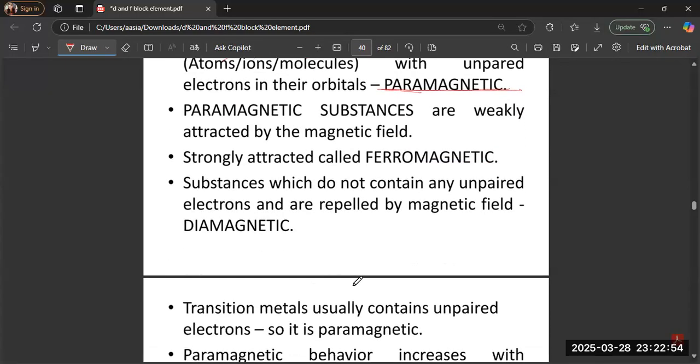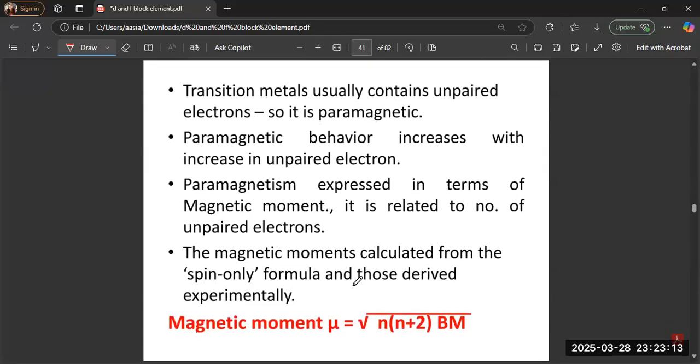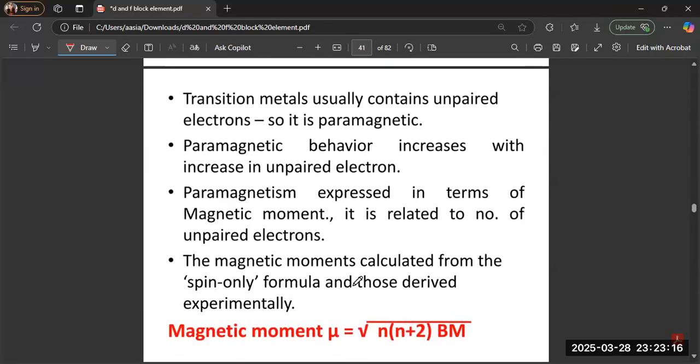And the substances which do not contain any unpaired electrons, meaning all the electrons are paired, and are repelled by a magnetic field, are known as diamagnetic compounds. Now, the transition metals usually contain unpaired electrons, right? So basically, most of the transition metals are paramagnetic. And the paramagnetic behavior increases with the increase in the number of unpaired electrons.